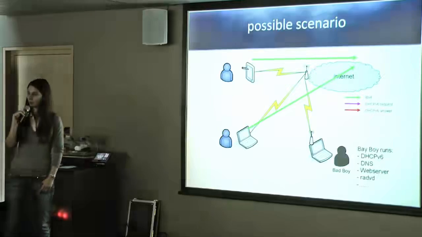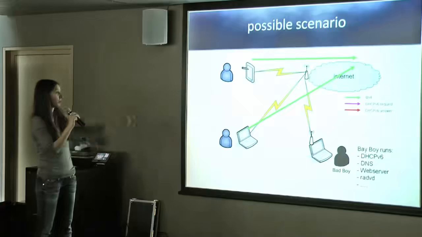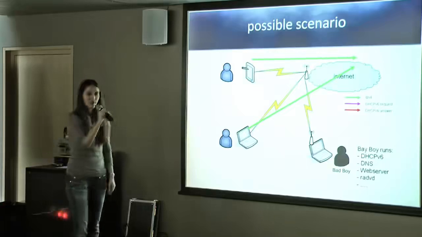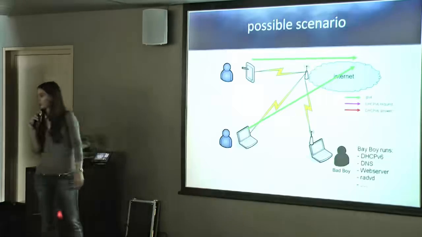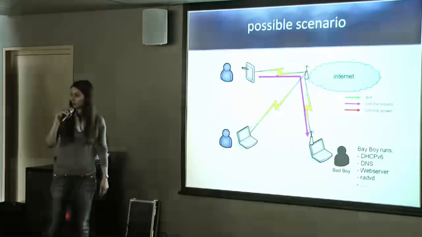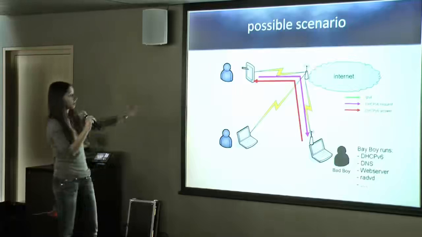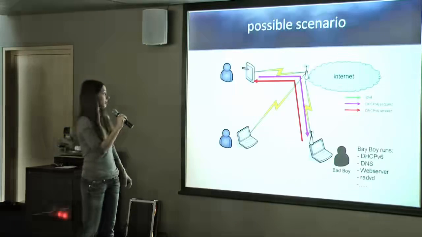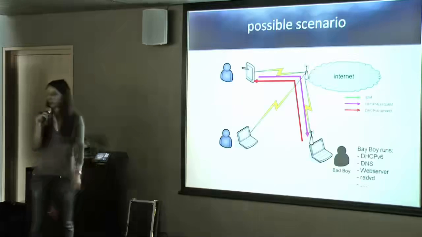And this is a possible scenario. The clients connect over wireless to the internet, and now comes a bad boy and runs a DHCPv6 server and a DNS server and maybe a web server. The bad boy gives the client the IP address and tells it, just use this DNS server. And the client now does not go to the internet directly, because it says in its config to use the bad boy's DNS server for any requests.